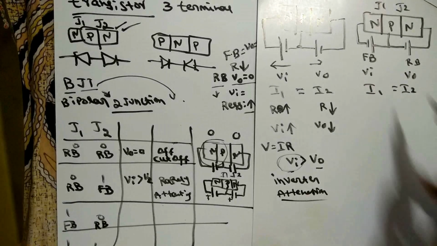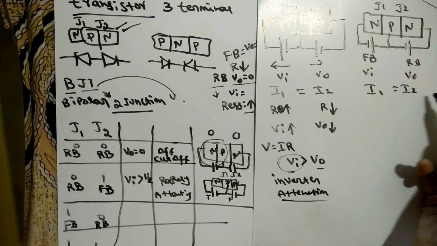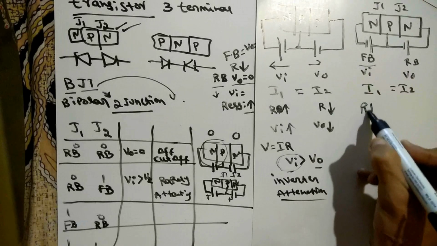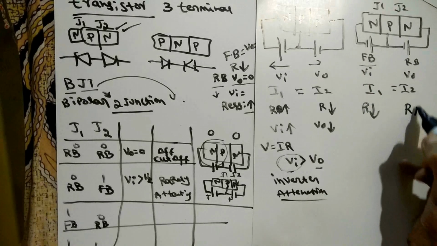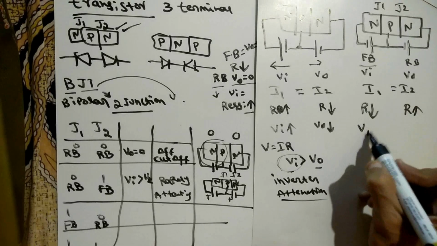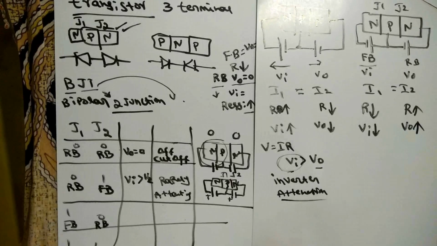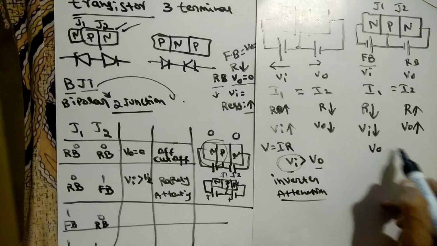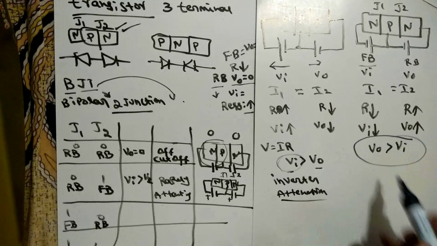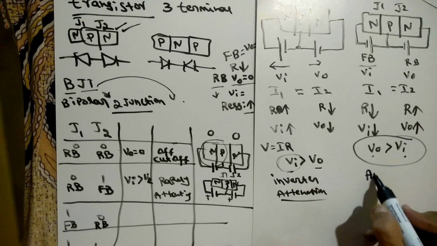I1 is equal to I2, because the current leaving and entering the junction is the same. Now, according to this condition, forward bias means resistance is very small, and reverse bias means resistance is very high. If resistance is small, the input is less, and if resistance is high, the output is very high. So we get V0 greater than Vi. What do we call it when the output voltage is more than the input voltage? This is nothing but an amplifier.